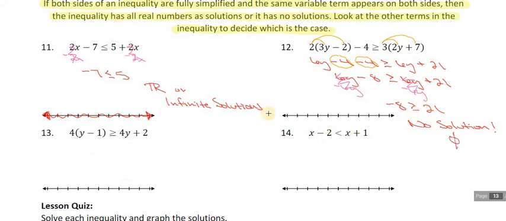What I'd like you to do now is 13 and 14. They're also going to be special circumstances. Use 11 and 12 as a model.